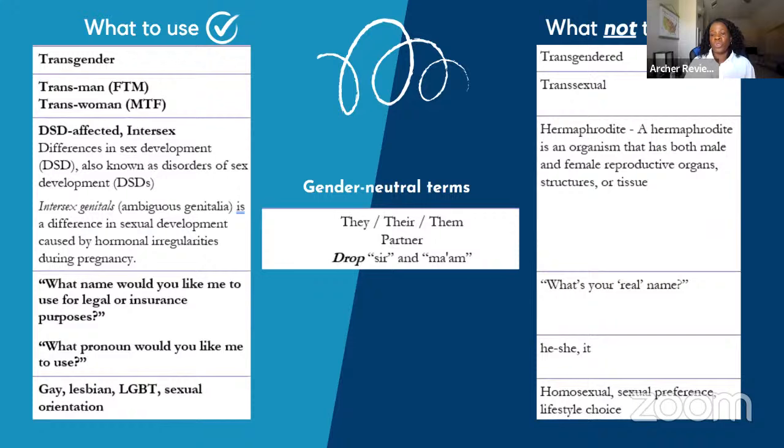Intersex genitals, or you may hear it even in nursing. I've seen it quite a bit working in the Peds ICU and the NICU. Some babies, very seldomly, are born with ambiguous genitalia, where they present with both genitals. Intersex is a difference in sexual development that's caused by hormonal irregularities during the pregnancy.